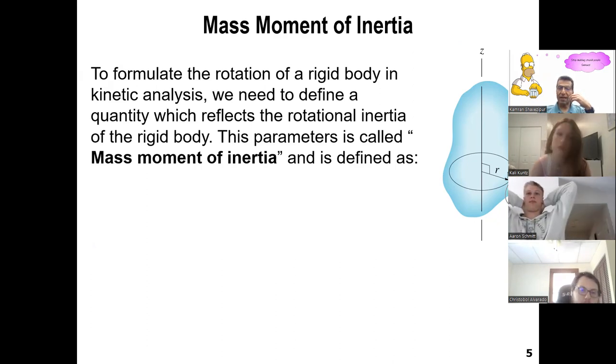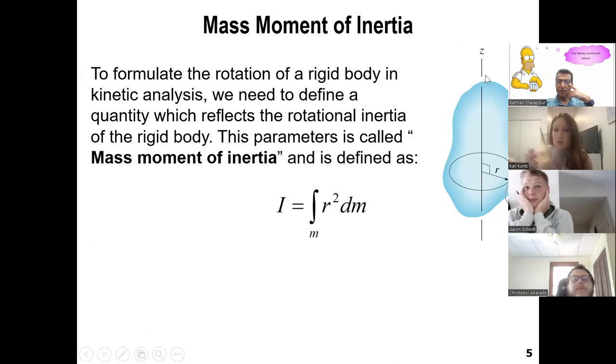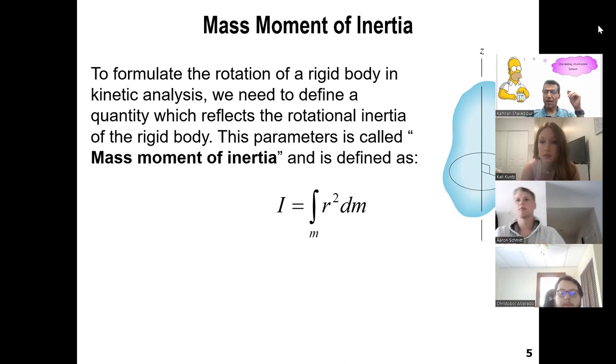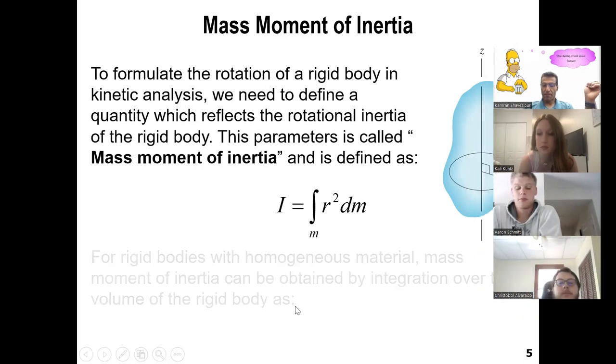How do we calculate that? If you have tiny particles, the overall moment of inertia about an axis is going to be R squared times that mass, and you add over the entire system. Do you guys remember this? Remember, we also have area moment of inertia, which is R squared dA. That's a different story. This is mass moment of inertia, so this should be dm, okay?